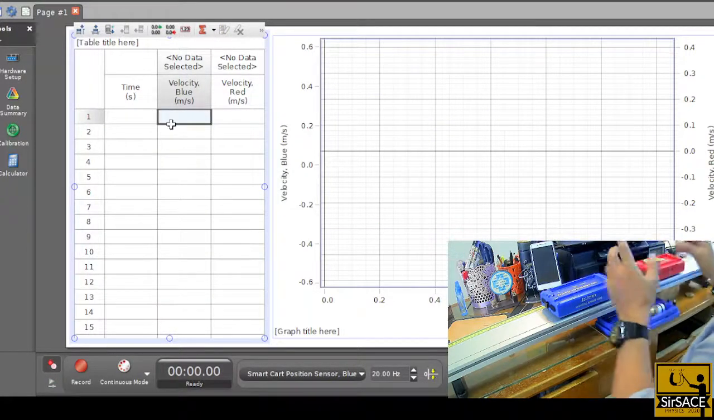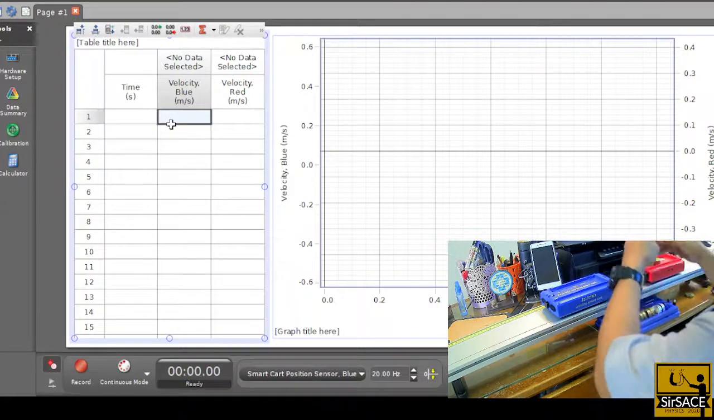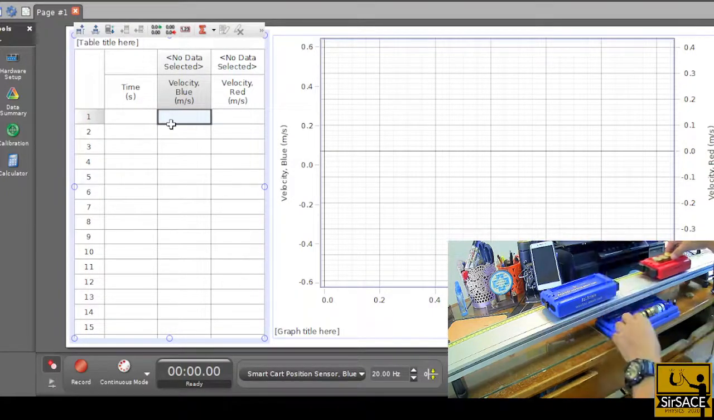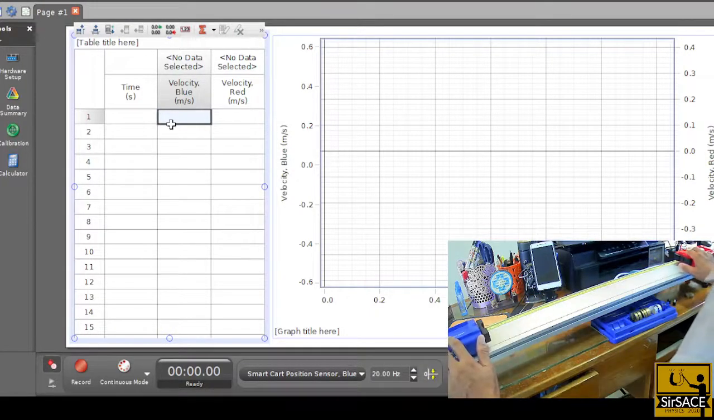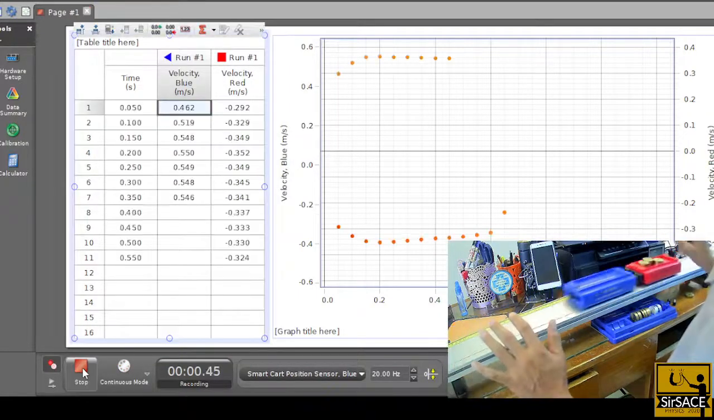Okay, for the fourth trial, add another 100. So this will now become 300 grams added to the 250 cart. So 300 plus 250 is 550, and this is our fourth trial. Okay, so let's start. Click the record button, then allow them to collide, then stop.